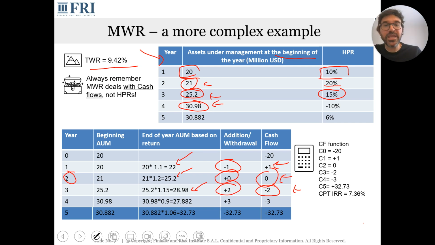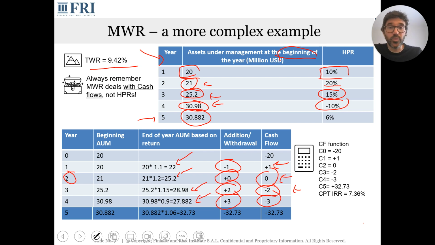Now we started the beginning of year 4 with 30.98 million. We lost 10% on those, so we must end the year with 27.88. When we look at the cash flows at the end of year 4, which is beginning year 5, we see that we have 30.88, which means that $3 million were added by the investor. This is again an outflow because $3 million left the investor's bank account and were transferred to the investor's investment account, right? This is an outflow for the investor.